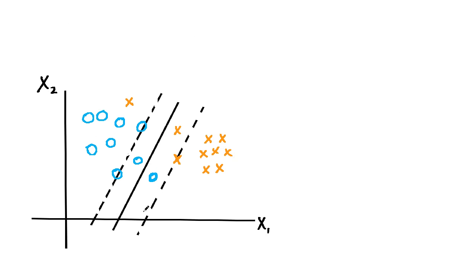Okay, so here you can see that one of the orange x's is on the wrong side of the hyperplane. And this one here is on the correct side, but it's inside the margin. And this one is on the edge of the margin.